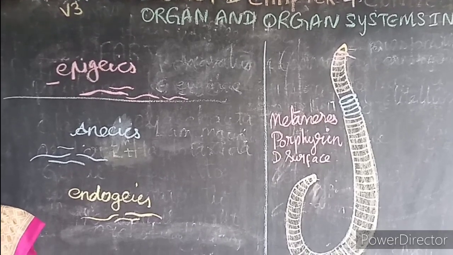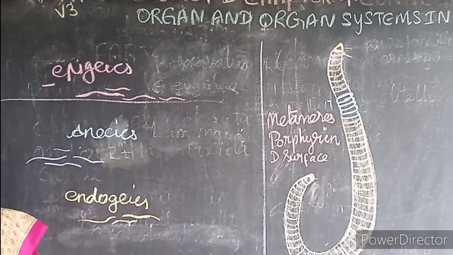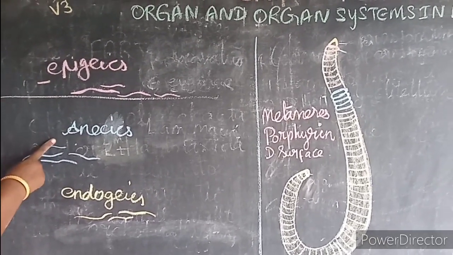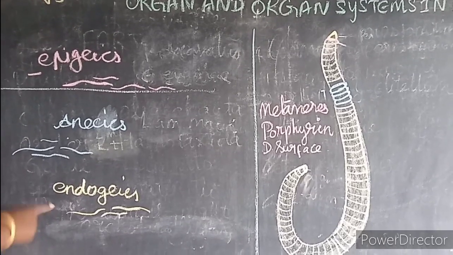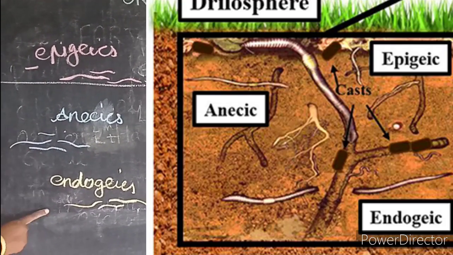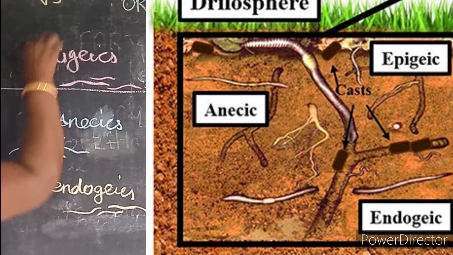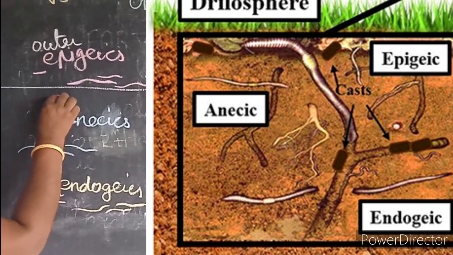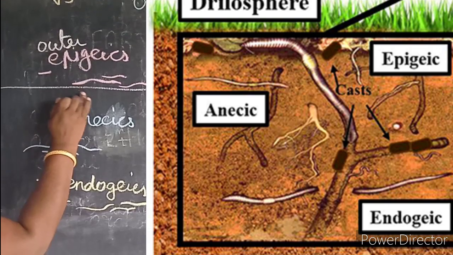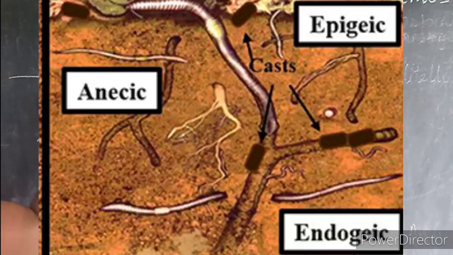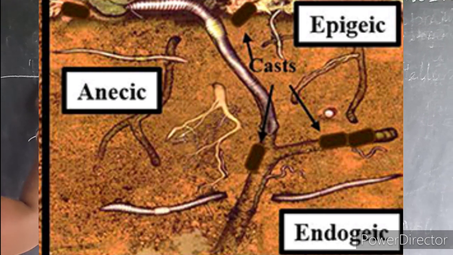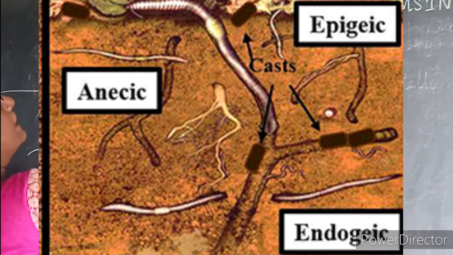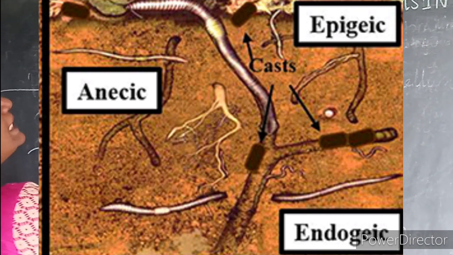Next we are going to learn how earthworms are classified based on the ecological strategy. The first one is epigeic, second one is anecic, third one is endogeic. Say the terms epigeic, anecic and endogeic. Epi means outer. Endo means inner. This type of earthworm you can see on the top surface of the soil. That is known as epigeic. Example, Perionyx excavatus. Then Eudrilus eugeniae.